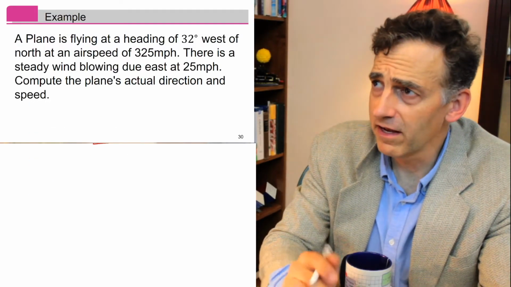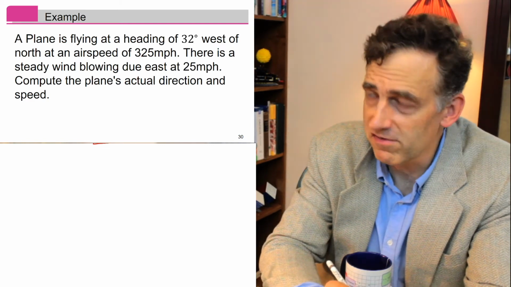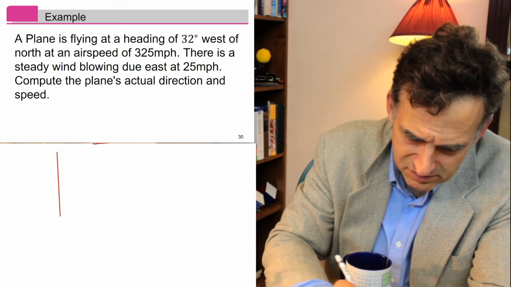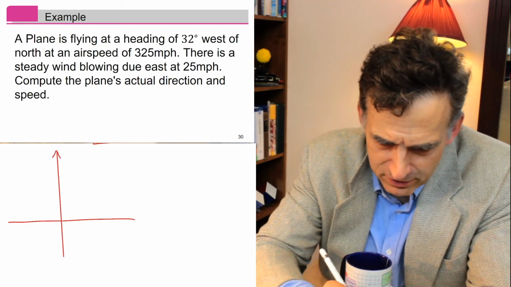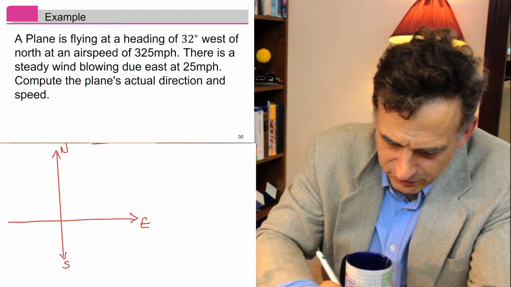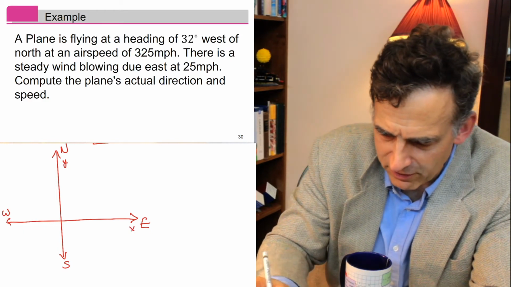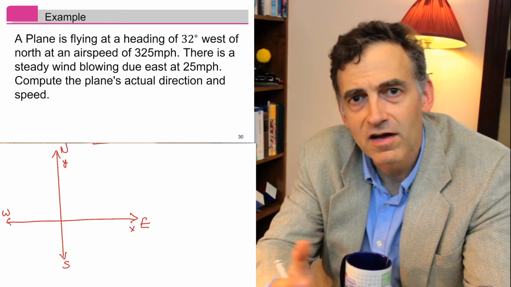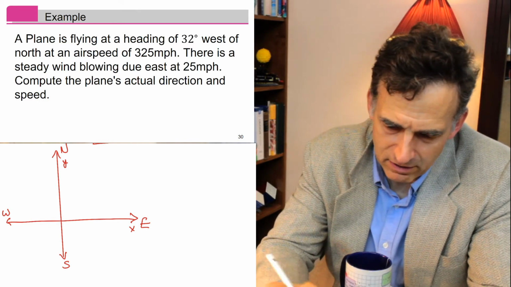So let's go ahead and take a look at this. A plane is flying at a heading of 32 degrees west of north. So whenever you see this, 32 degrees west of north looks like this. Your north here is east, south, and west. So the y-axis is going to be north, the x-axis is going to be east. So hopefully you know your compass headings. If you don't, I don't know how to help you.